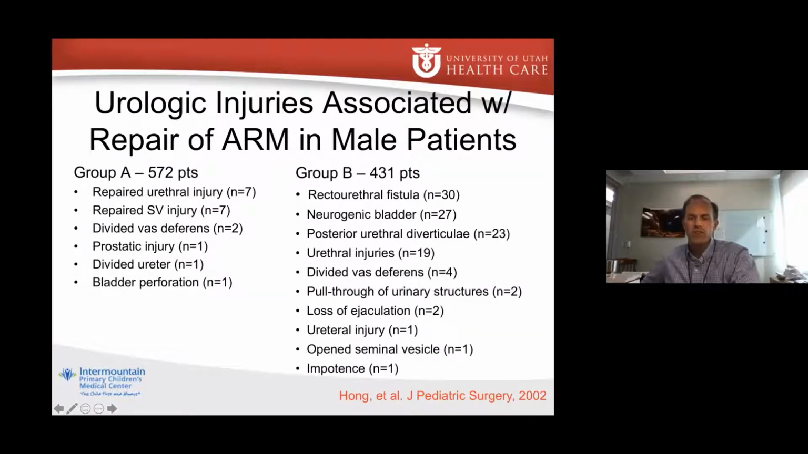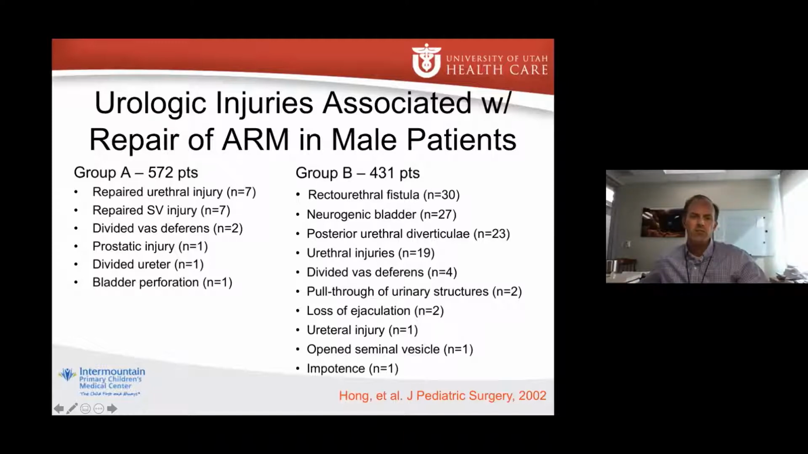So this is a study from 2002. It was Dr. Pena's series. Dr. Levitt was on this paper as well. There are two groups. Group A here is patients who underwent primary repair by Dr. Pena in New York. And group B was 431 patients who got referred in after their primary repair.